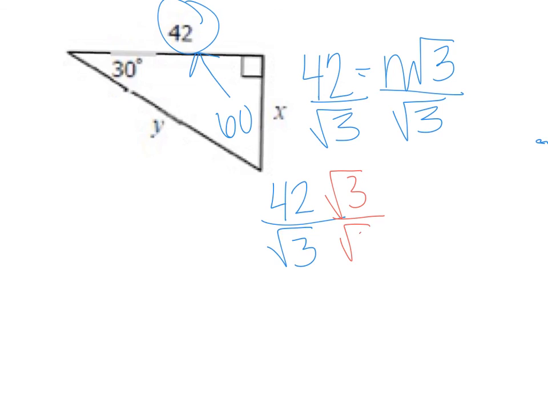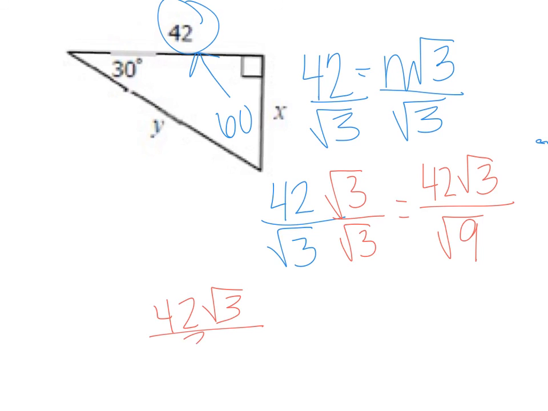Multiply the top and the bottom by the square root of 3. We have 42 square root of 3 over the square root of 9. But we do know we can take the square root of 9, so we end up having 42 root 3 over 3. Final step is see if we can divide. 42 can be divided by 3, and we get that 14 root 3 is our n value.